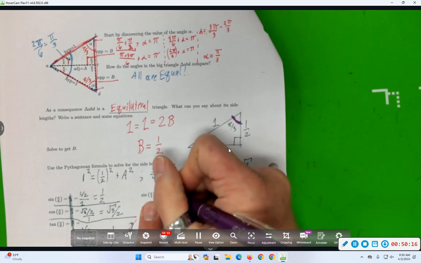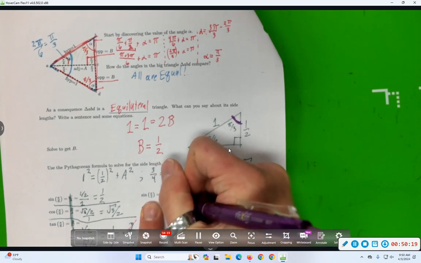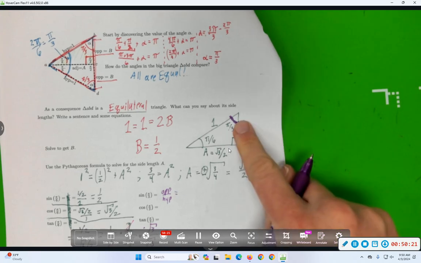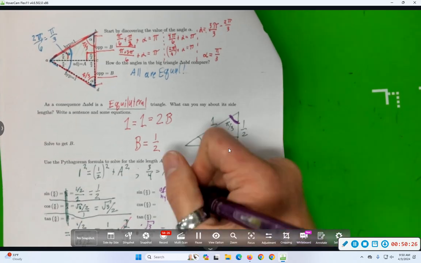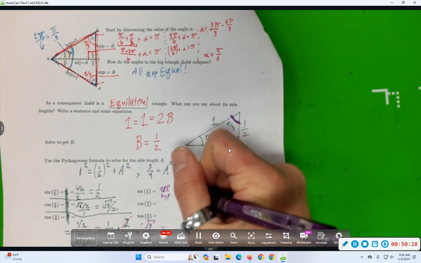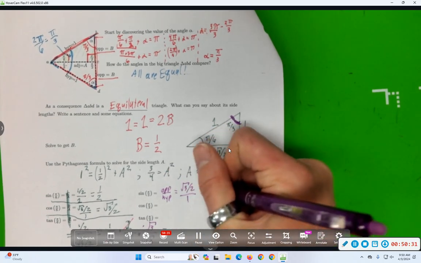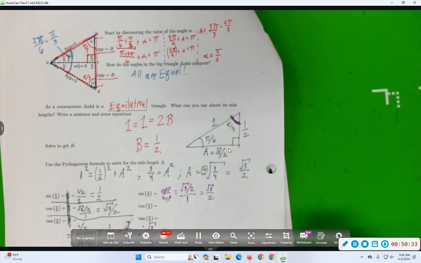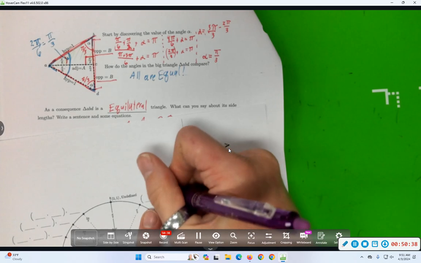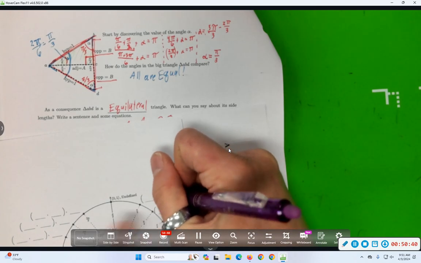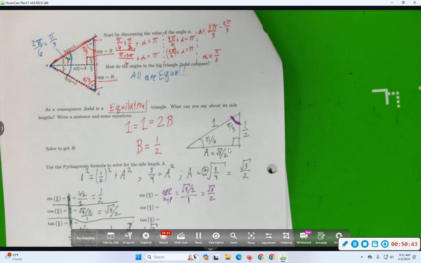Sine will be opposite over hypotenuse. What's the side opposite that purple angle? A. So root 3 over 2. What's the hypotenuse? 1. Nice. So the sine of pi over 3, I'm going to put that in the unit circle, is root 3 over 2. Do you think you can figure out cosine and tangent now? Yeah, probably. Nice. I won't, but that's just because I'm already over time.